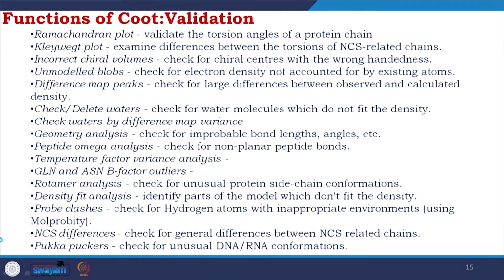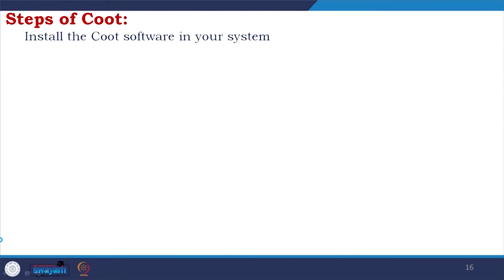In the validation part, there are lots of programs. Ramachandran plot is there, Kleywegt plot is there, incorrect chiral volumes, unmodelled blobs, difference map peaks, check delete waters, check waters by difference map variance, geometry analysis, peptide omega analysis, glutamine and asparagine flips, B factor outliers, rotamer analysis, density fit analysis, probe clashes, NCS differences, puckers, all types of analysis would be available in this COOT software.